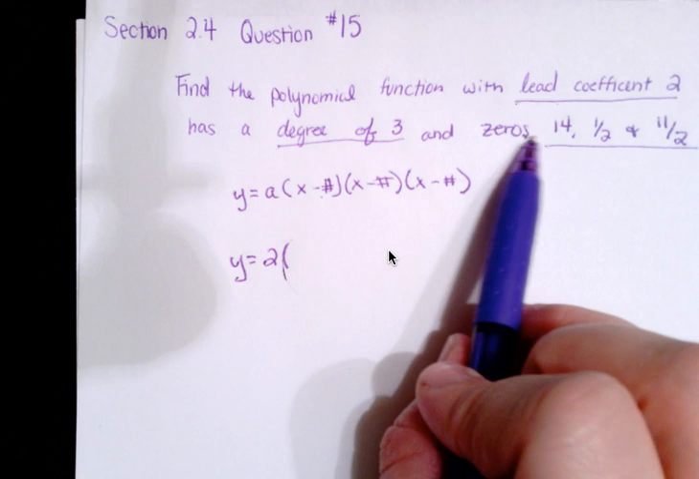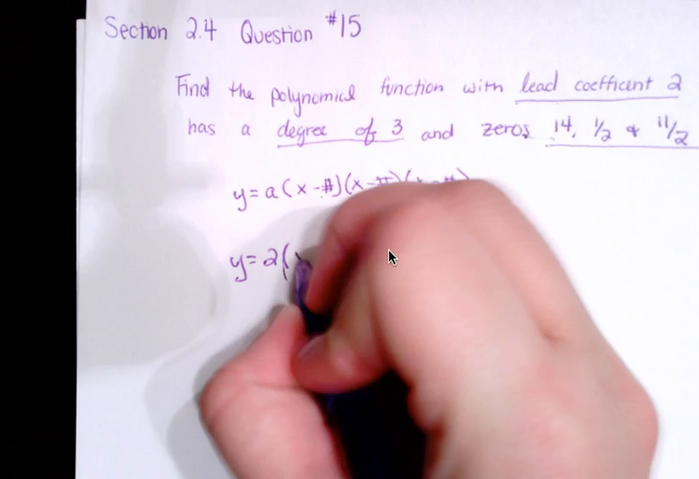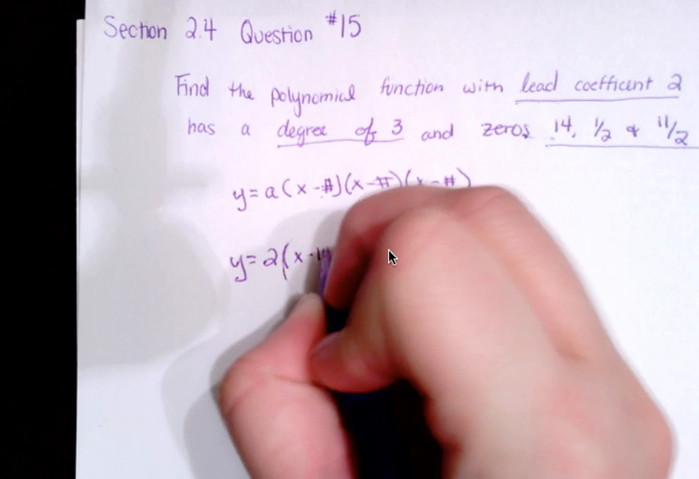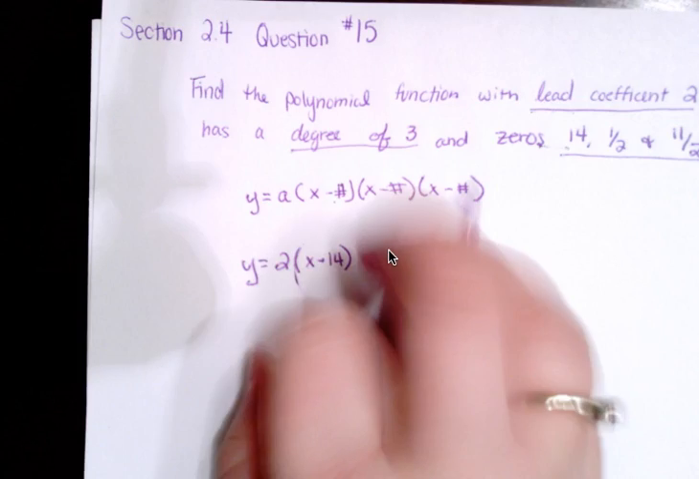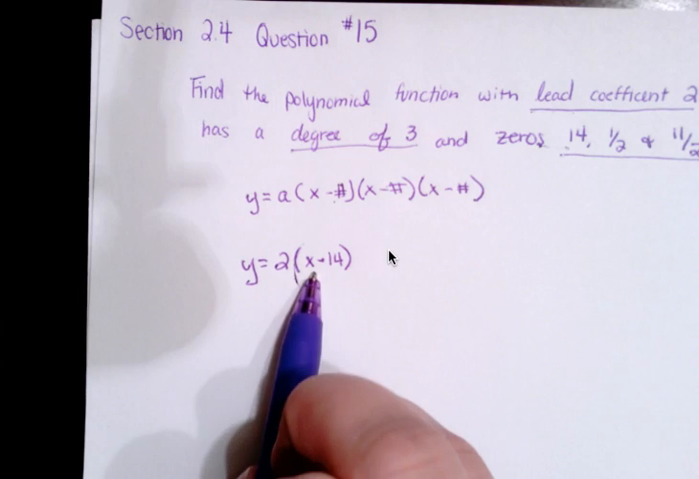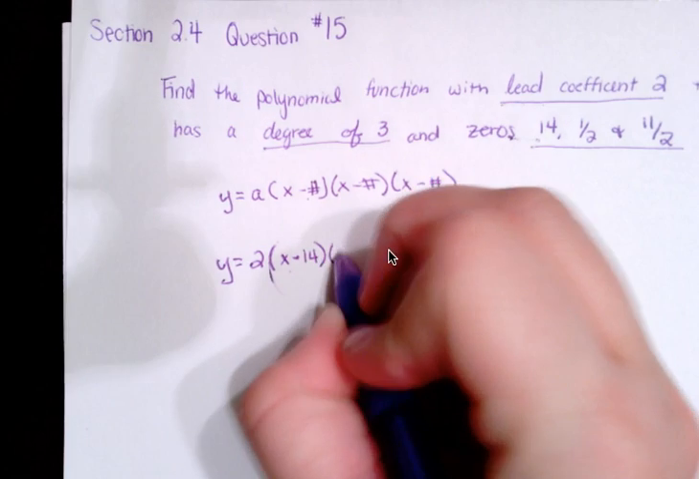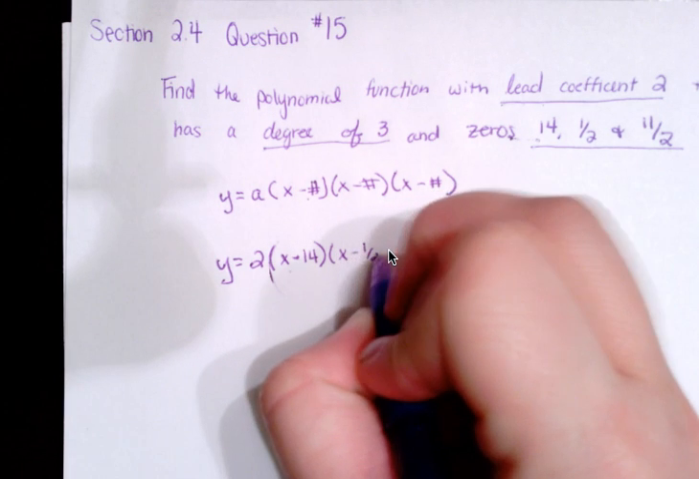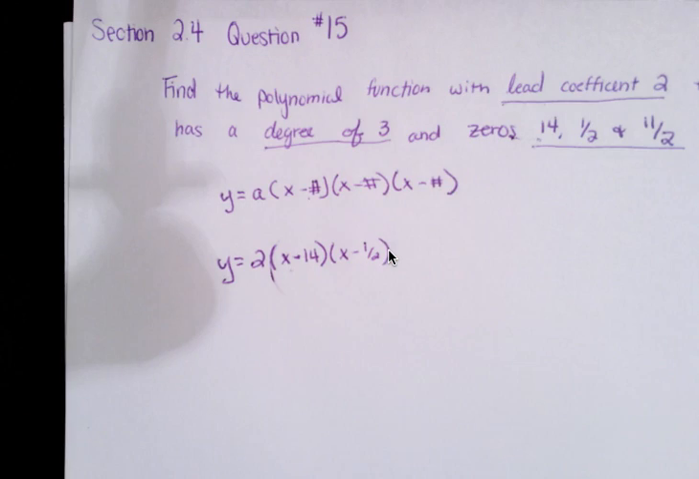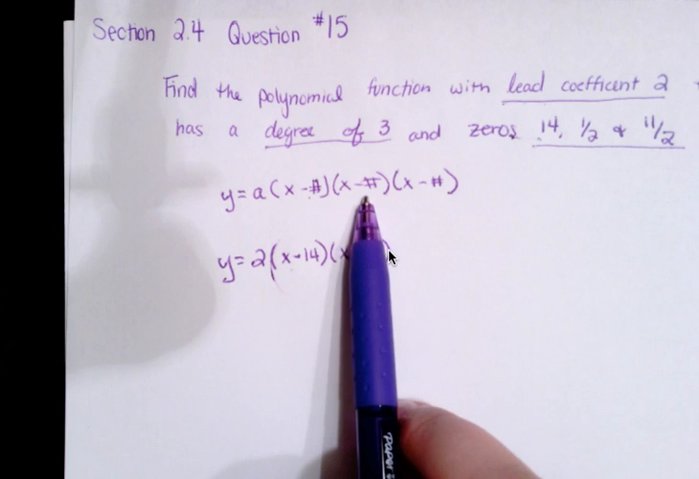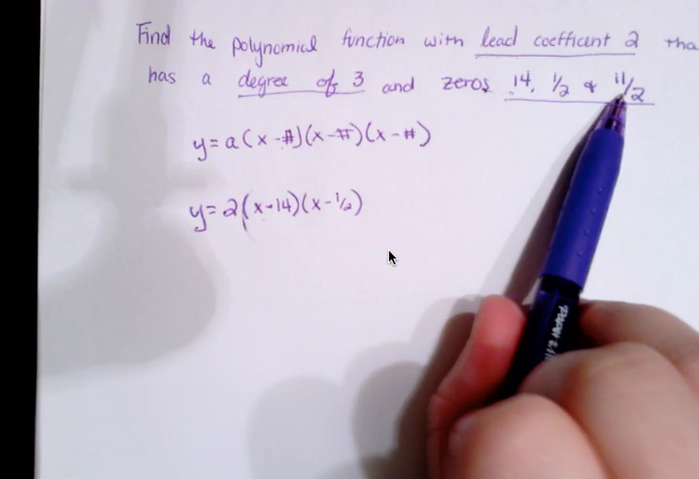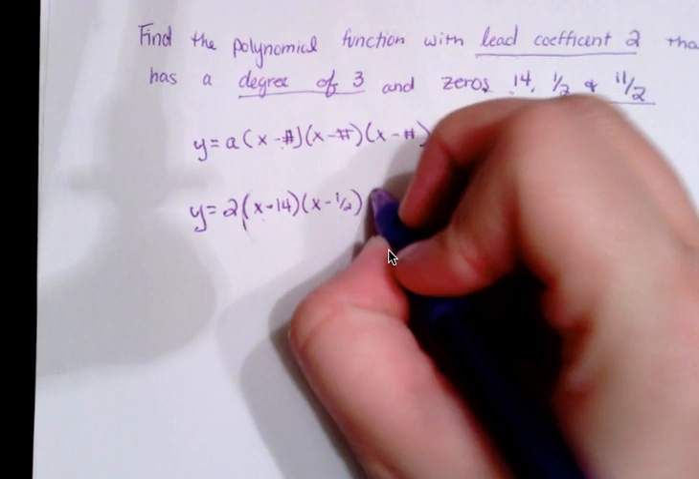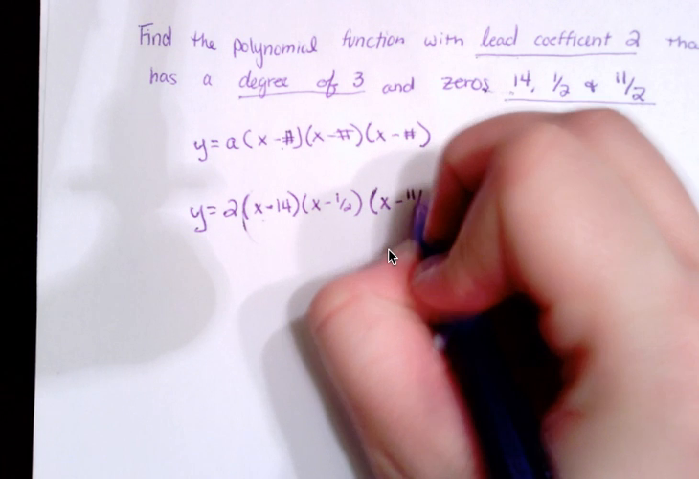Well, my first 0 is 14, so it'll be x minus 14, because 14 is my root, and you do the opposite of what's in there. Then it'll be x minus 1/2, because 1/2 was my other root, and we plug it in for that number. And our last root was 11 over 2, so it'll be x minus 11 over 2.